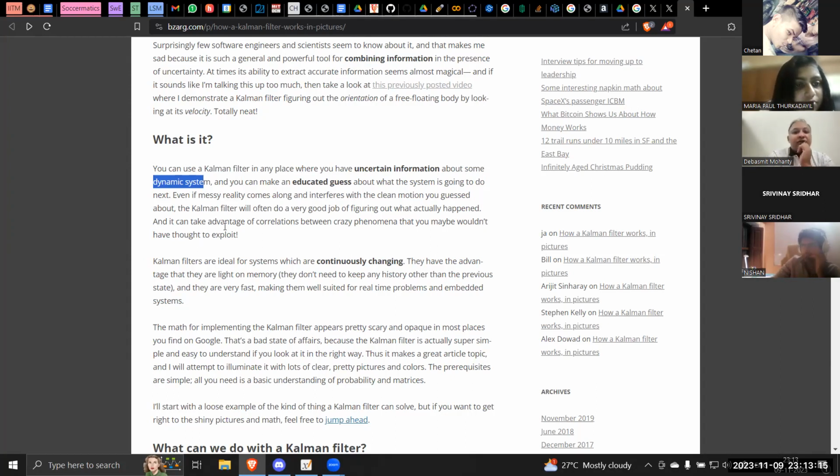Yeah, it's continuously changing. Light on memory, which all of us are. Oh yeah, like you said, human beings are. It depends on the previous state. Yeah. So it is good for computation, right? You don't want to memorize everything. So it's also good from a computation standpoint. You don't have to memorize all the previous states, right? You don't need a lot of memory, any history other than the previous state. They're very fast.